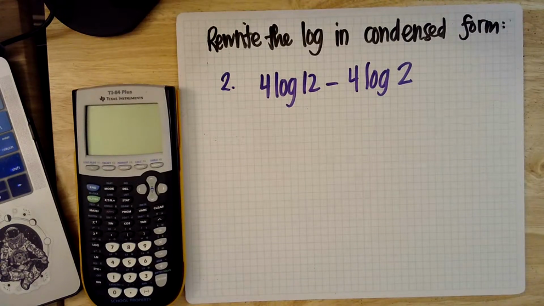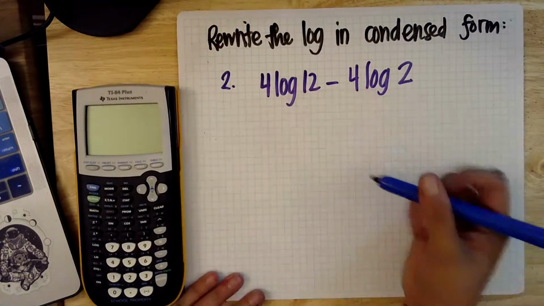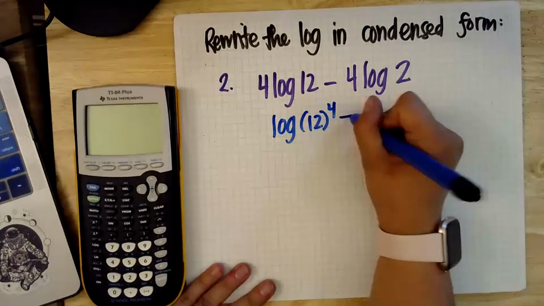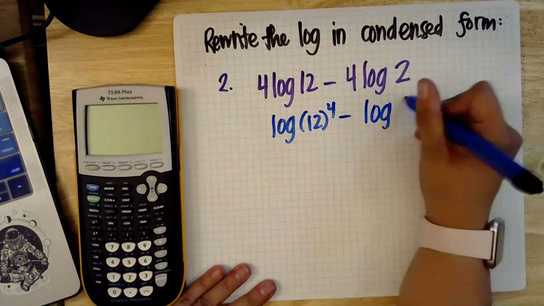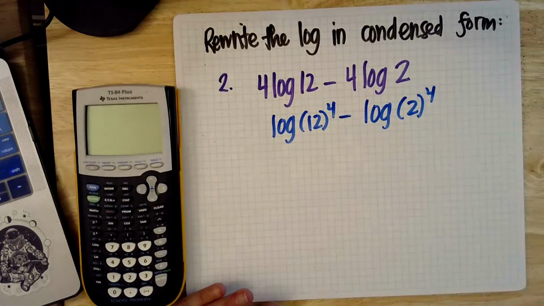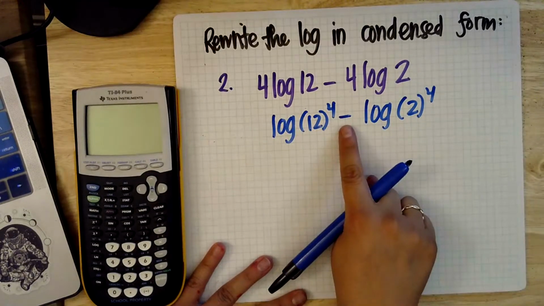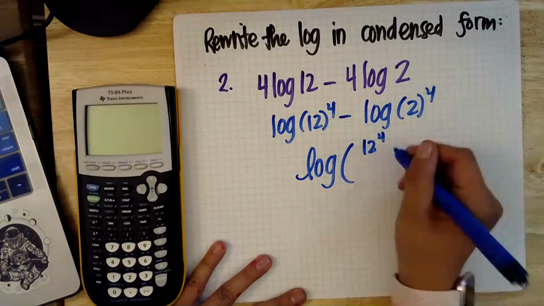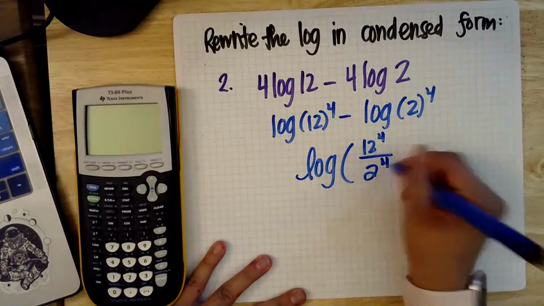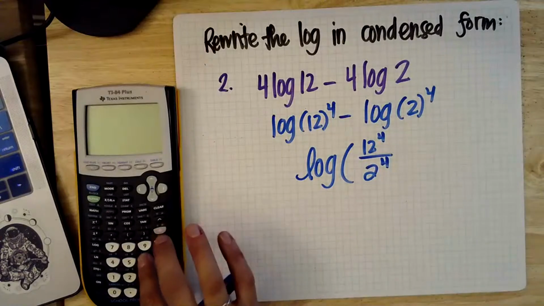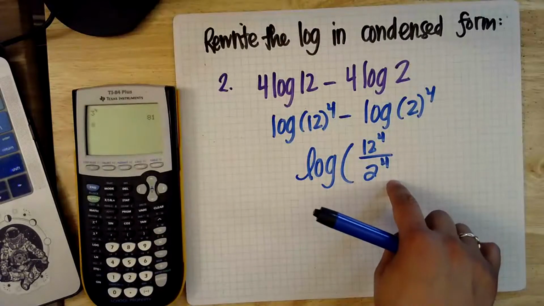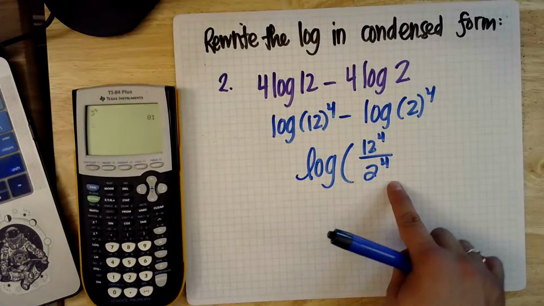Okay, so I do recognize that I have coefficients on both. So that's the first thing I'm going to do: I know that I have log 12 to the 4th minus log 2 to the 4th. Okay. So I now recognize that I do have a subtraction. So this is going to give me log 12 to the 4th over 2 to the 4th. Okay. And I do recognize that this is going to simplify because there's no variables here. So I am able to simplify this.